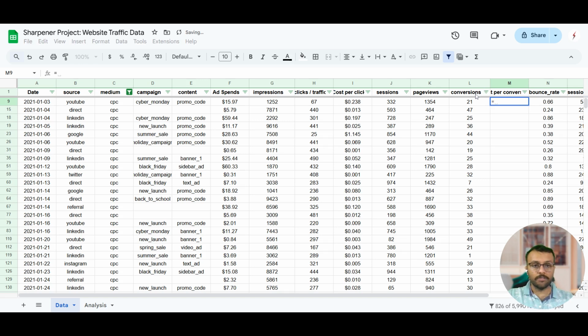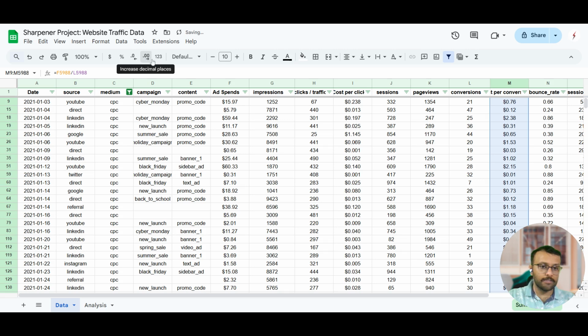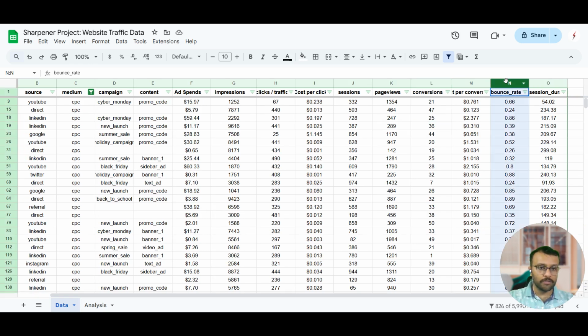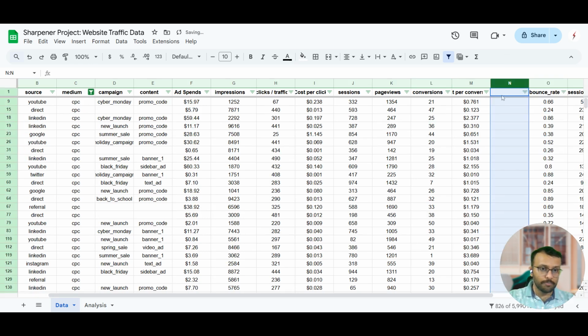The formula will be similar. It will be the ad spend divided by the total conversions. And we'll do the same thing, apply it for everyone and increase the decimal points over here. Finally, there's one more interesting thing for you, and that is how many people have converted amongst the people that have clicked. So, out of the 67 people that clicked, 21 converted, right? Let us do conversion by click percentage.